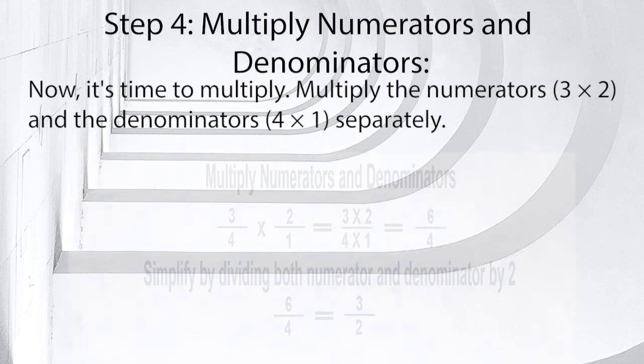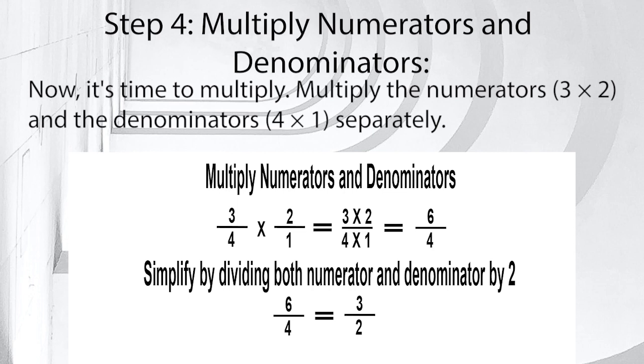Step 4. Multiply numerators and denominators. Now, it's time to multiply. Multiply the numerators, 3 times 2, and the denominators, 4 times 1, separately.